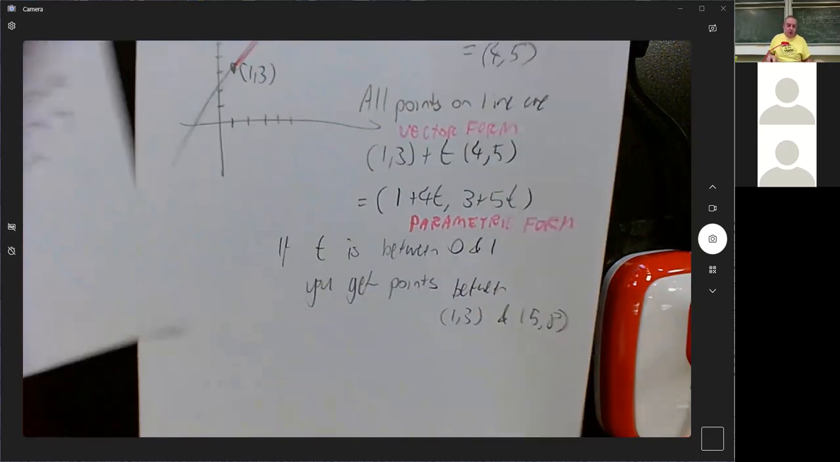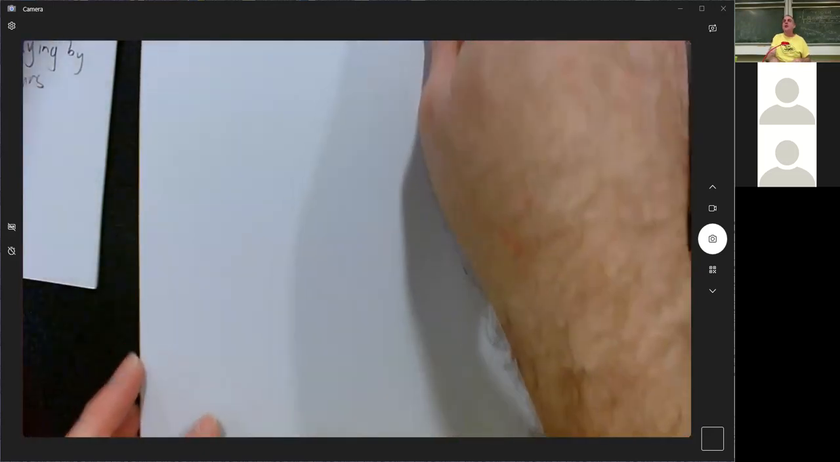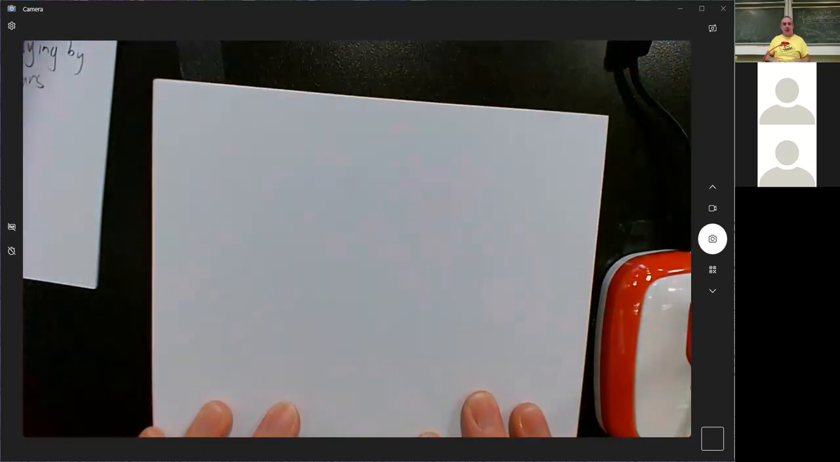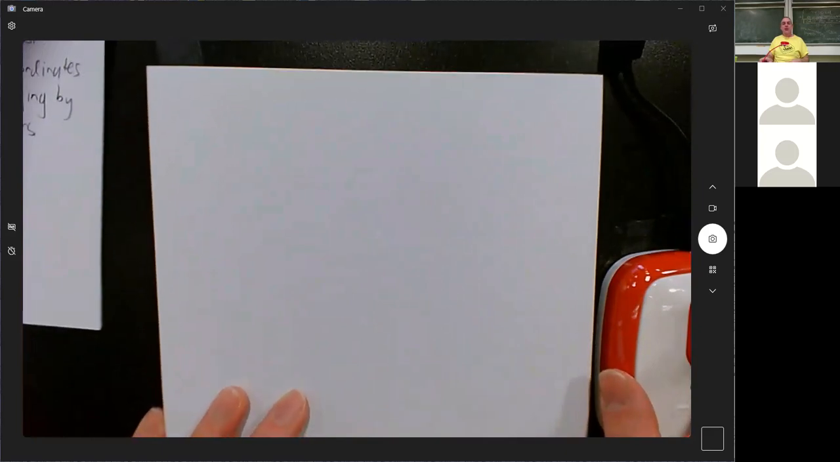Okay, so in 3D, there's just more stuff going on. I have a question here. I will talk about both parametric curves and things in 3D. Which would you like me to talk about first? You get to tell me. I'll talk about both, but I want to know what order to talk about them in. 3D, all right.